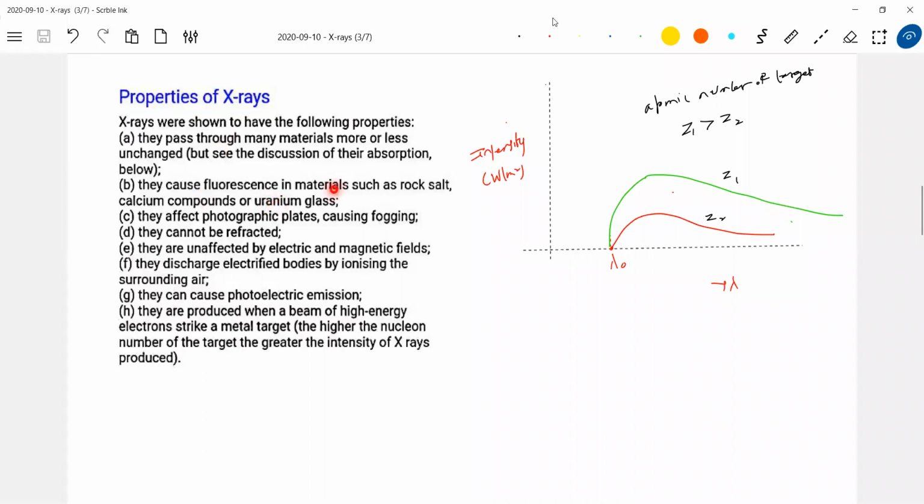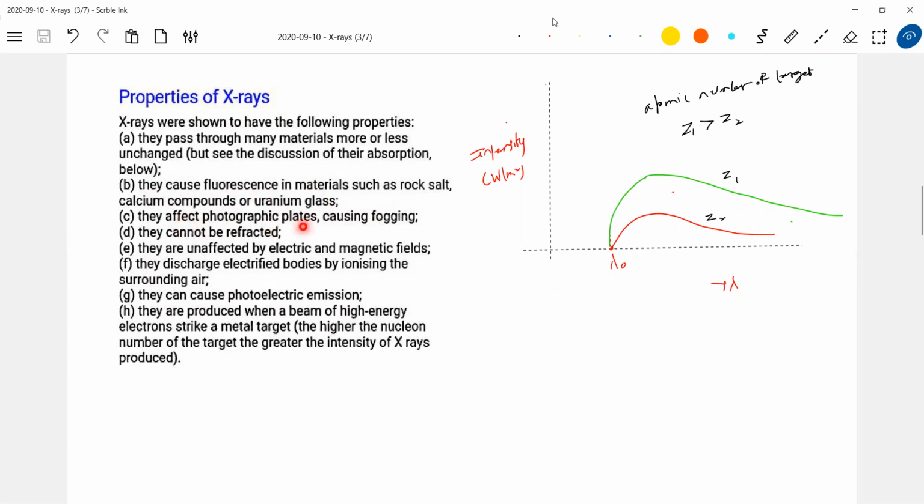They cause fluorescence in materials such as rock salt, calcium compounds, or uranium glass. It means when these X-rays are incident on some substance, they'll show that particular thing. Fluorescence is what happens; they'll produce a spark.